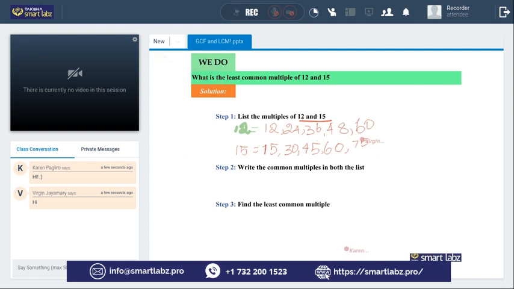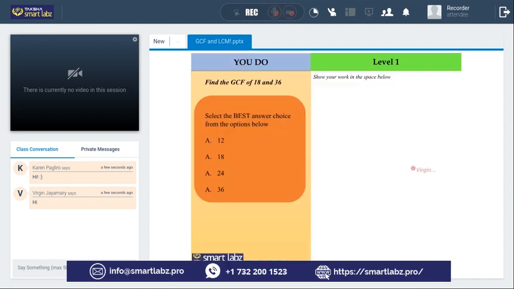So the common number is 60. Yes, very good. And it is the least common multiple because nothing else matches. So 12, 15, none of the other numbers match. Very good. Okay, we are heading into the next one.